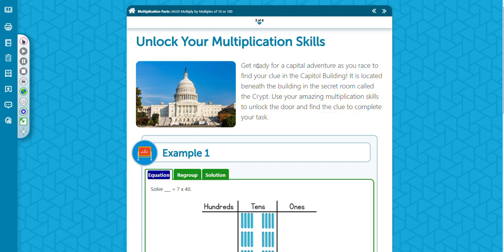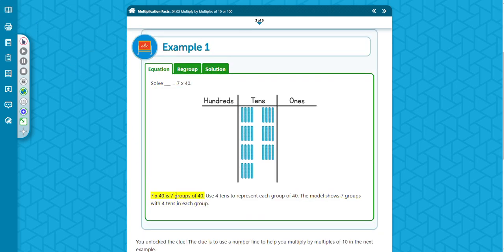Example 1: Solve 7 x 40 equals blank. 7 x 40 is 7 groups of 40. Use 4 tens to represent each group of 40. The model shows 7 groups with 4 tens in each group. You unlocked the clue.